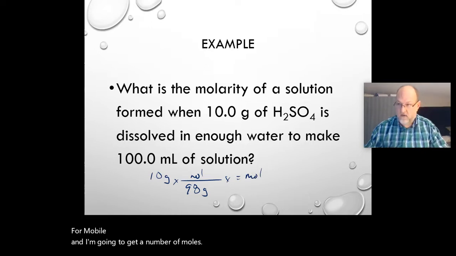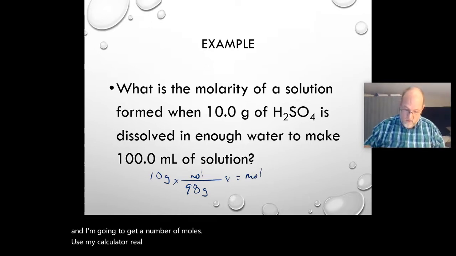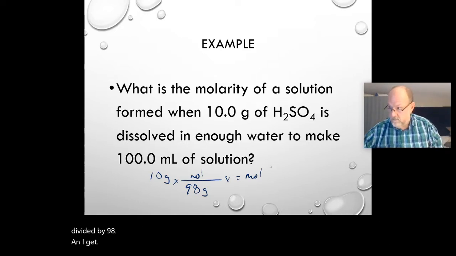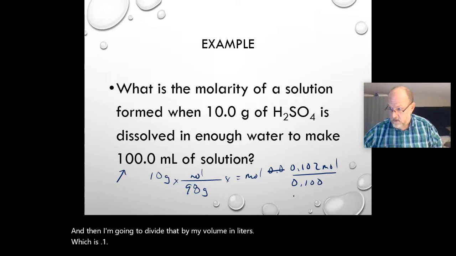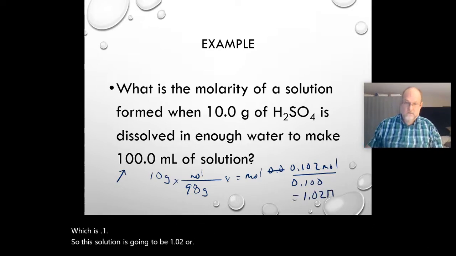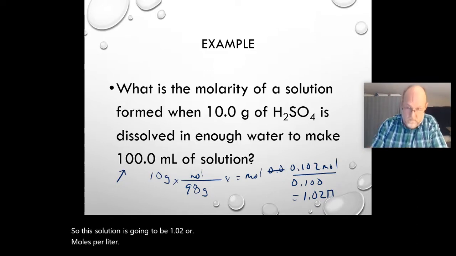Let me use my calculator real fast. 10 divided by 98, and I get 0.102 moles. And then I'm going to divide that by my volume in liters, which is 0.1. So this solution is going to be 1.02 moles per liter.